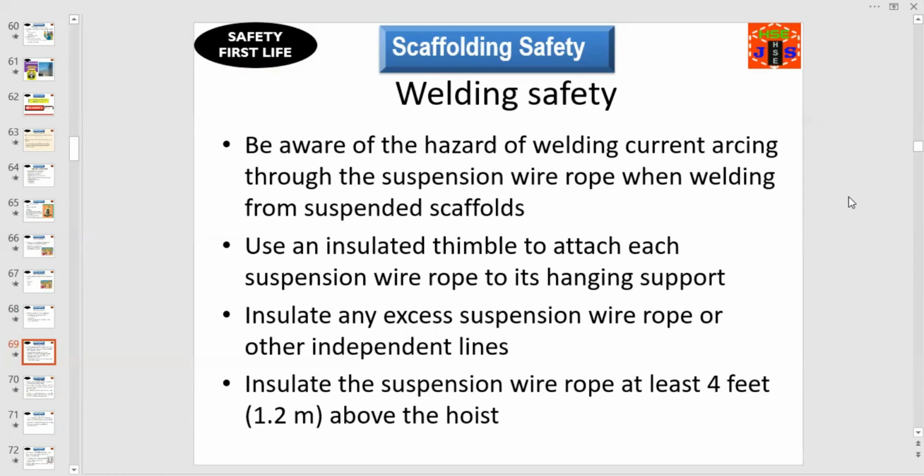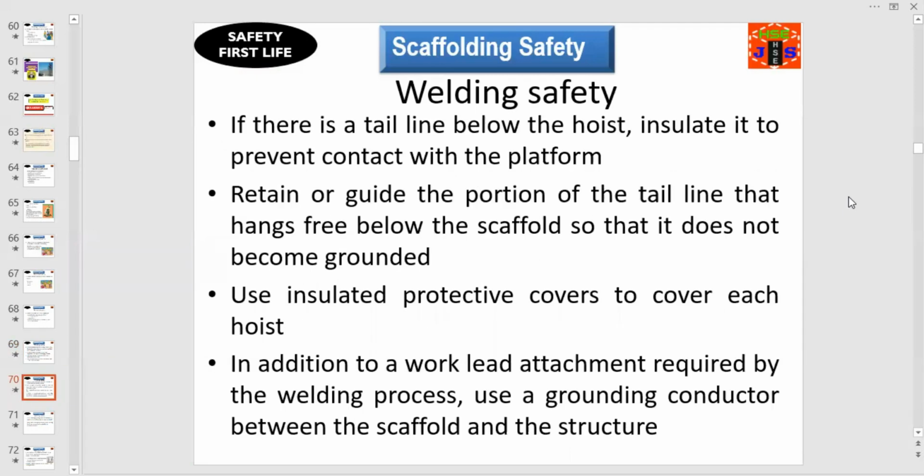Be aware of the hazards of welding current arcing through the suspension wire rope when welding from suspended scaffolds. Use an insulated thimble to attach each suspension wire rope to its hanging support. Insulate any excess suspension wire rope or other independent lines. Insulate the suspension wire rope at least 4 feet (1.2 meters) above the hoist. If there is a tail line below the hoist, insulate it to prevent contact with the platform.